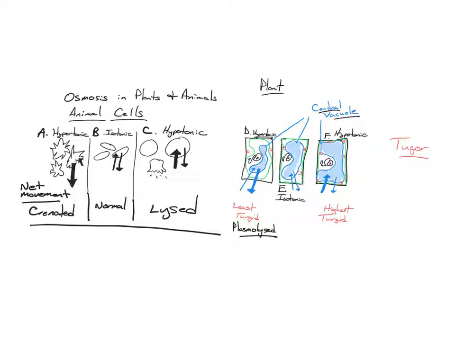Which cells show a net increase in water? The cells showing a net increase in water: A, B, C, D, or F? C and F. Net increase in water. Very good. Net decrease in water? A and D. Net no change? B and E. So that's easy, yeah?